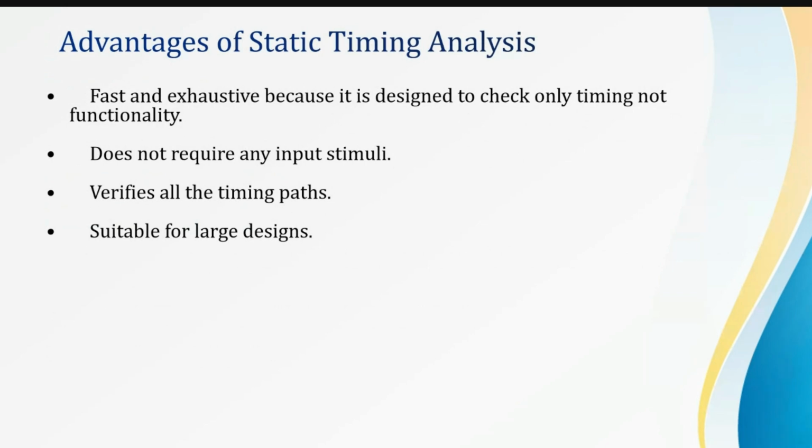The advantages of static over dynamic are that it is fast and it won't require any input, that is, it is vectorless. Since it is checking only the timing, it is suitable for large designs. Whereas DTA won't suit them. Why? Because if we have 45 million or 50 million instances, it has to check each and everything, the timing as well as the functionality, for all 50 million instances. So it is not suitable for larger designs.